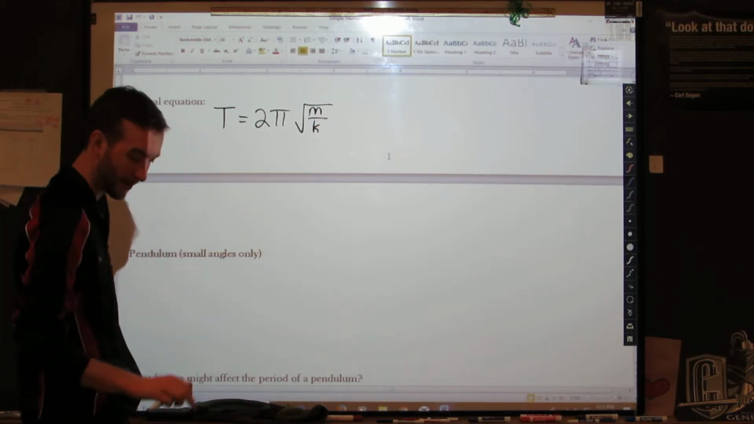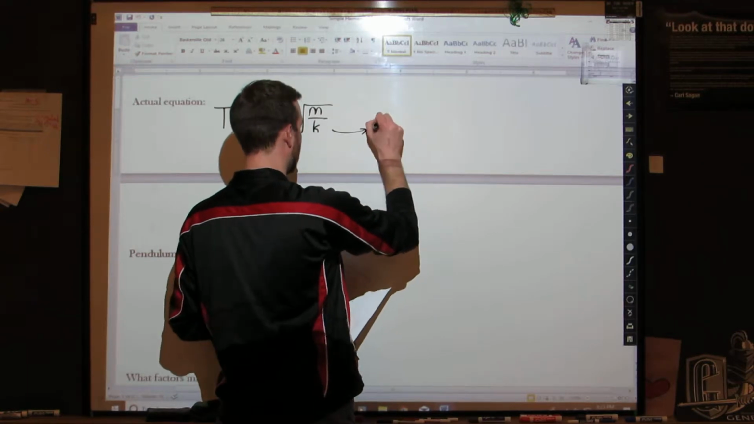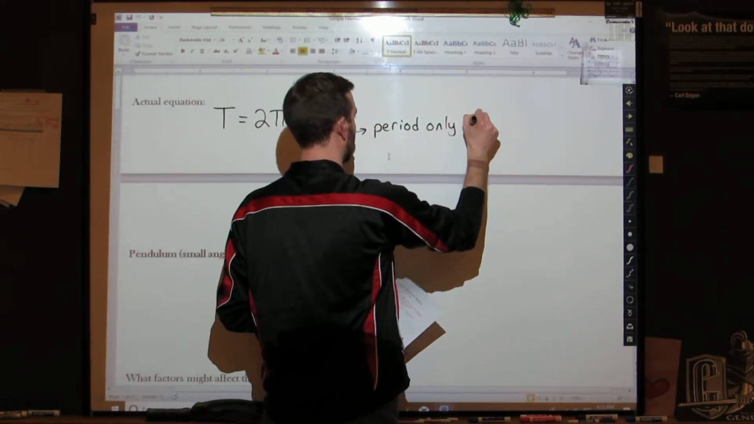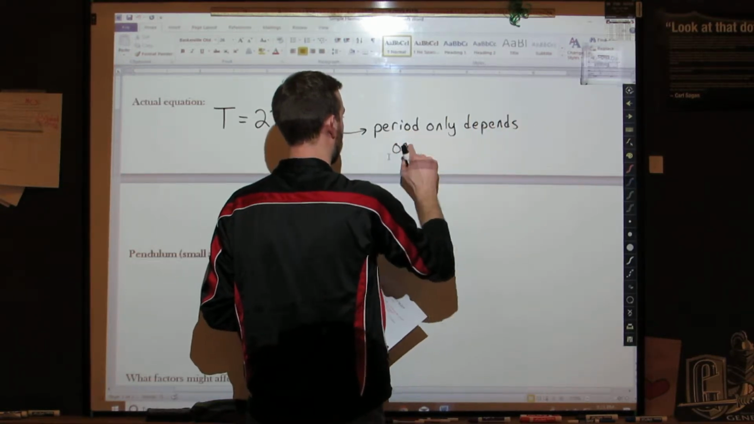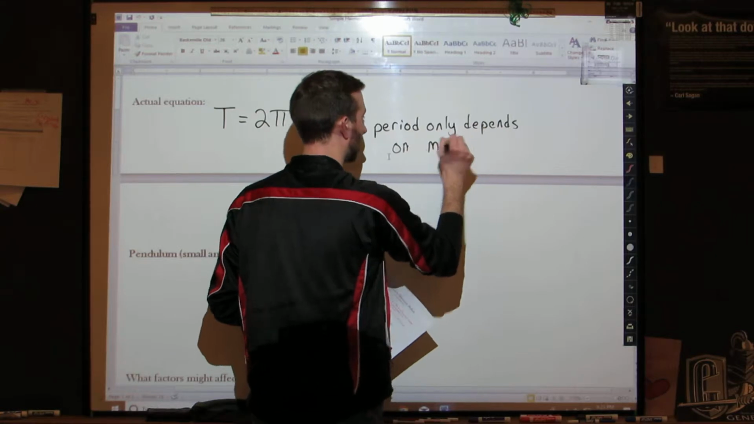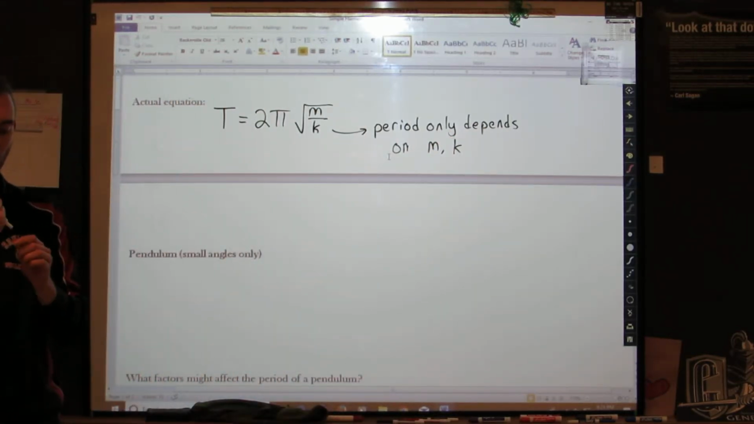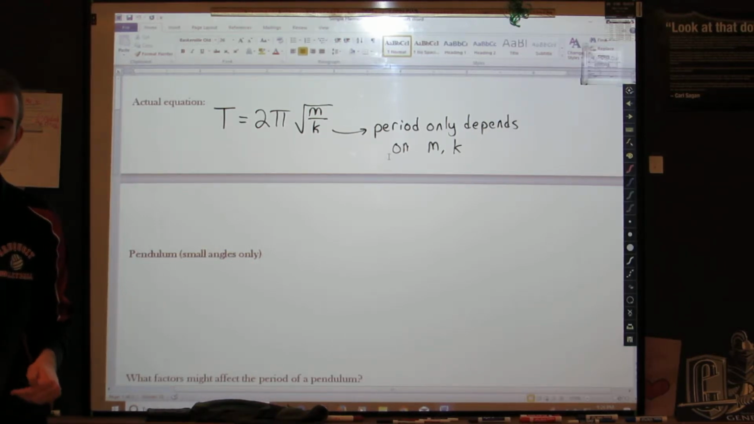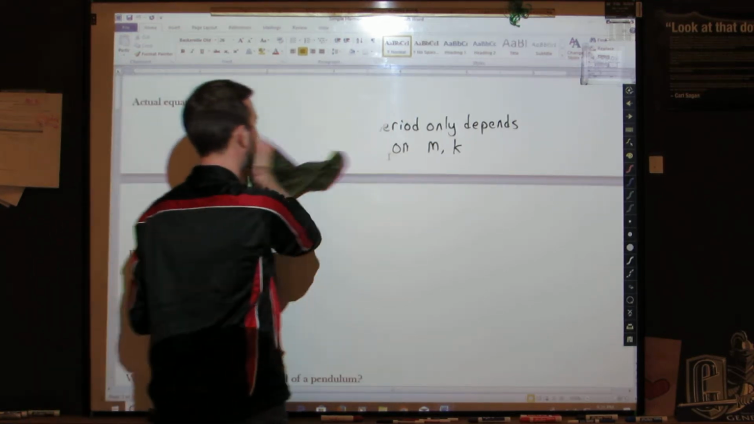The important thing is, for a spring, the period only depends on the mass and the spring constant. Very interesting. So that's masses oscillating on springs. There's one other type of simple harmonic motion that we need to talk about, and that is for pendulums.